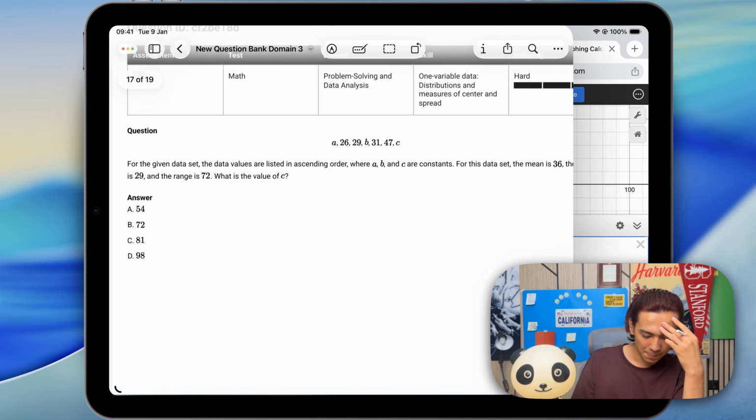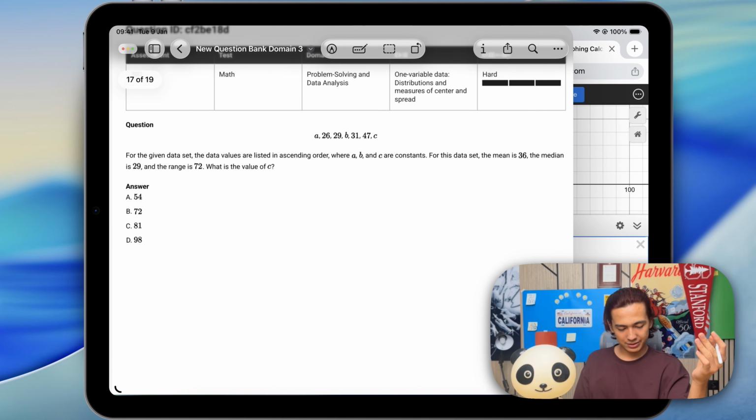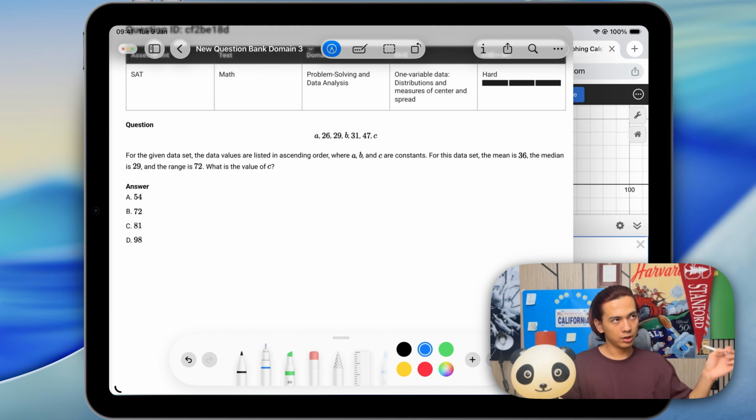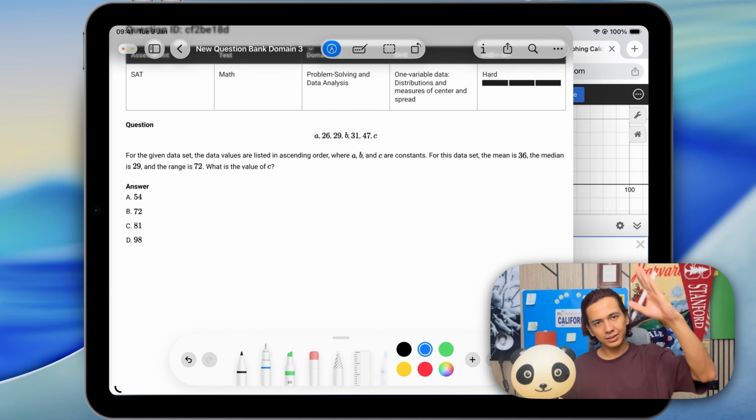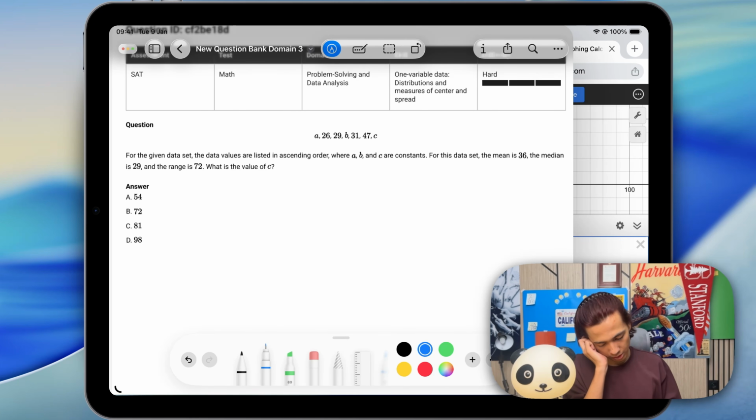Next question: for a given data set, the data values are listed in ascending order. Ascending order just means lower to higher, right? Where A, B, and C are constants for this data set, the mean is 36, the median is 29, and the range is 72. So the range is 72, which means C minus A should be 72. That's the first equation I have.